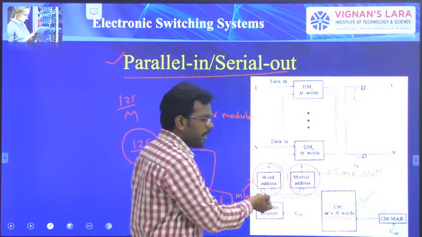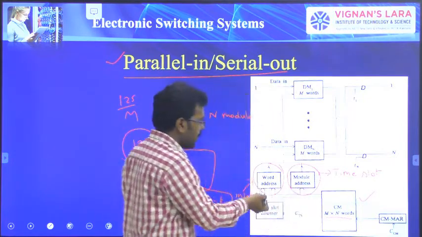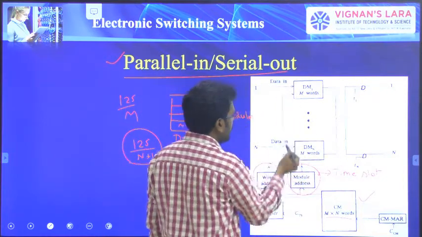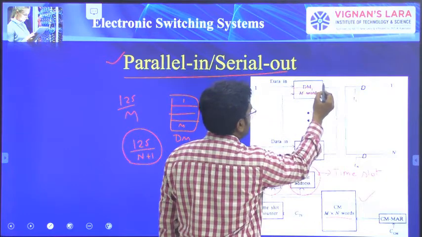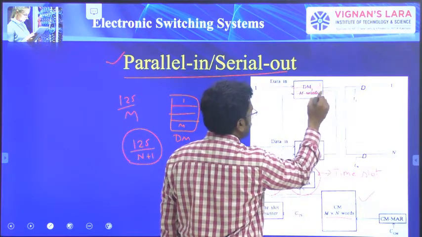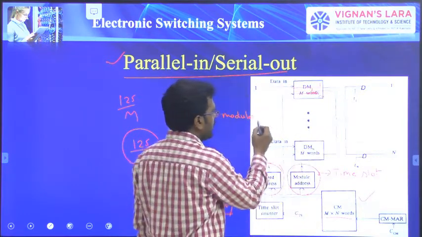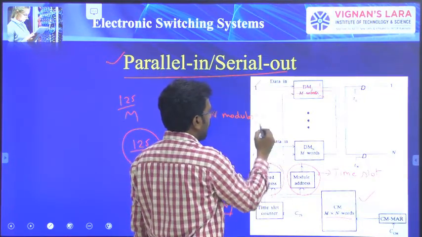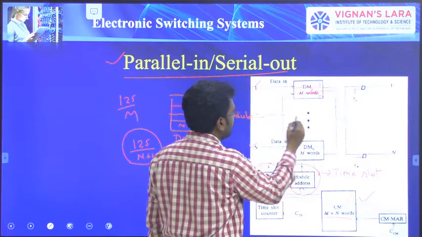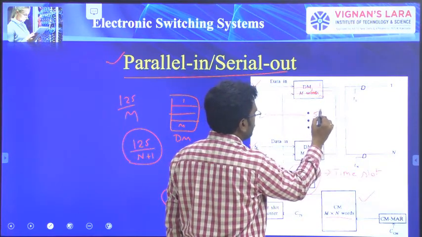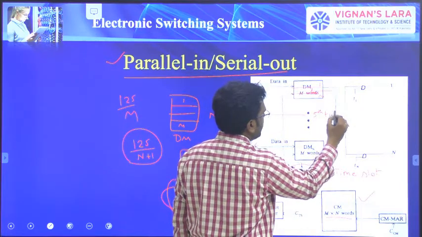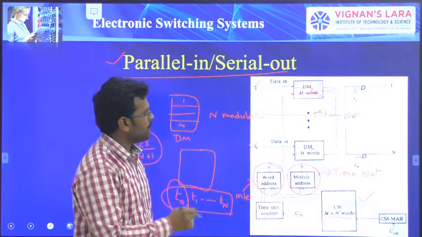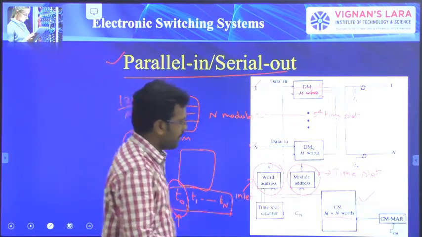So here it contains 2 things. One is the module address, another one is the word address. Generally we use this module address to select the time slot. So out of this 1 to m, it is going to select one time slot. This is a word address for selecting the inlet: first inlet or second inlet or nth inlet. In that, say, second inlet, fifth time slot. Like this, you can find out or choose the corresponding outlets.